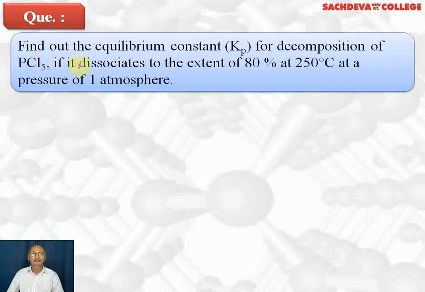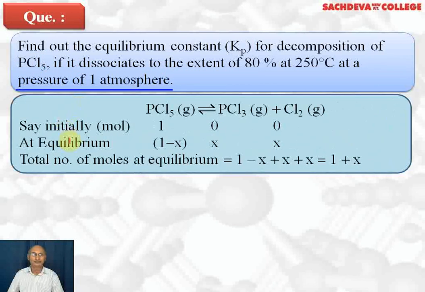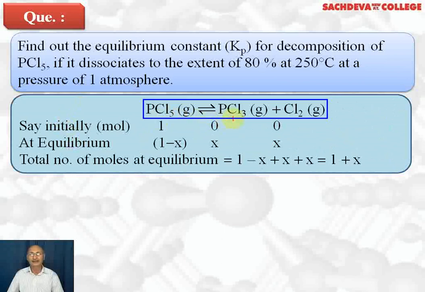Next question: find out the equilibrium constant Kp for the decomposition of PCl5 if it dissociates to the extent of 80% at 250 degrees centigrade at a pressure of 1 atmosphere. First of all, we write the equation. PCl5 gas decomposes to form PCl3 gas plus Cl2 gas. Initially we take 1 mole of PCl5, 0 moles of PCl3 and 0 moles of Cl2. Let us say X is the degree of dissociation.